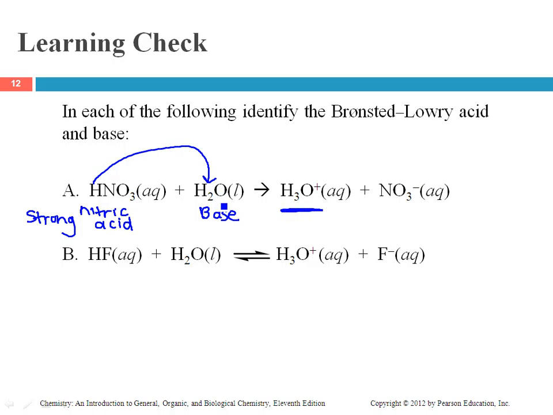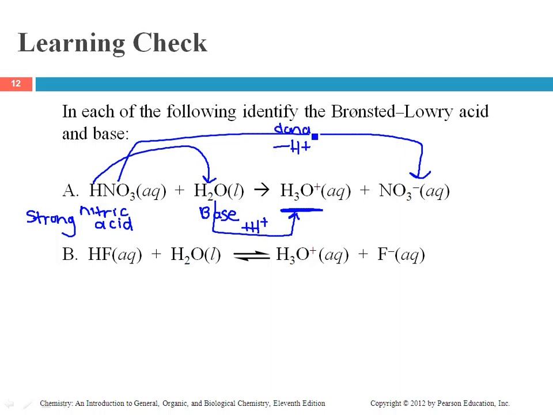Basically the water is going to gain a proton, giving it a positive charge, and then our nitric acid is going to lose a proton because acids donate protons, or hydrogen ions. So when it loses that hydrogen, it now has a negative charge, and so we're left with the nitrate.